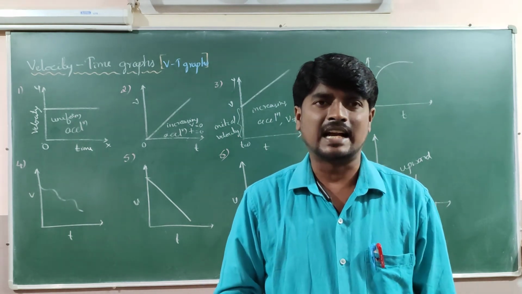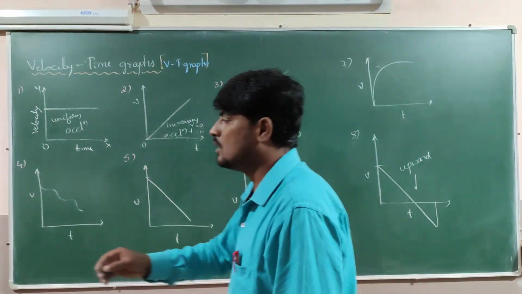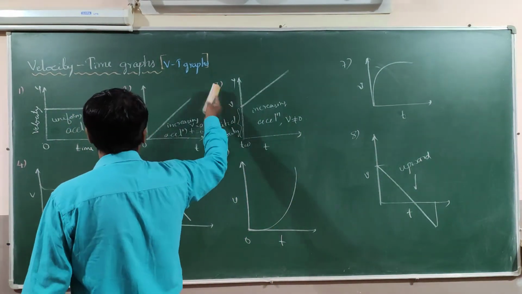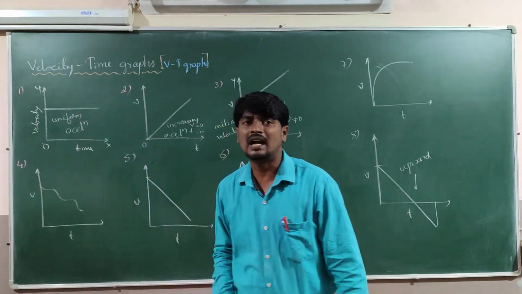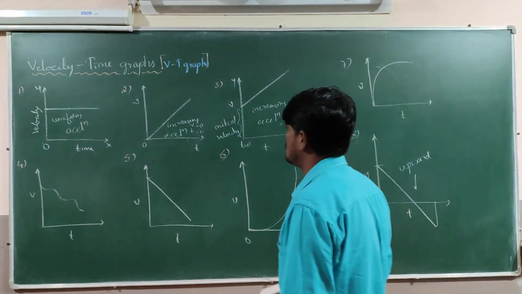and draw the graphs. So here I have hardly 8 graphs. You can draw 2 or 3 more graphs, or see in your textbook they explain hardly 4 graphs, but here I explained 8 graphs. So I think it is sufficient for you people.